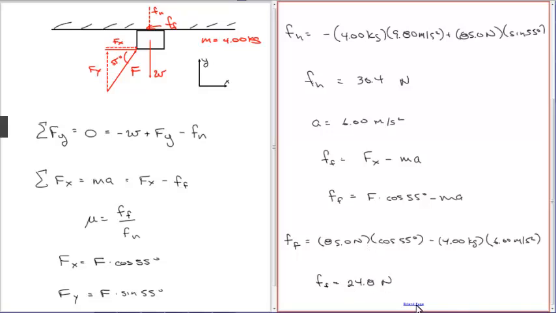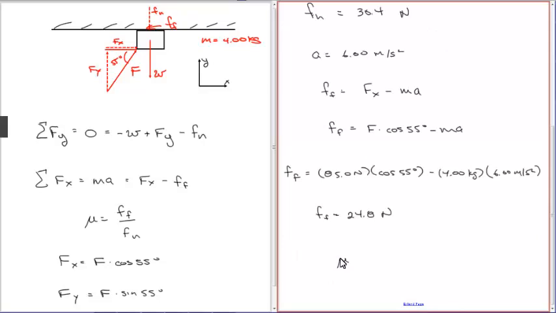So the coefficient of friction is just the ratio of the friction force to the normal force, which we now have both of those. The normal force is 30.4 newtons. The friction force is 24.8 newtons. And we take that quotient, we get 0.81.